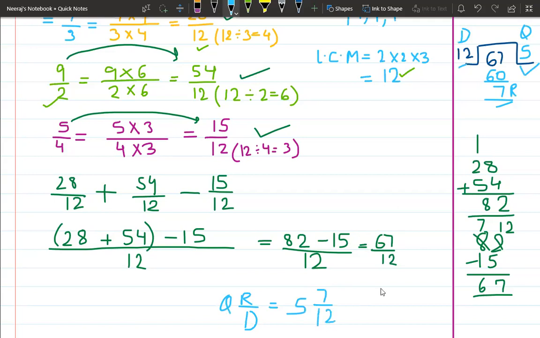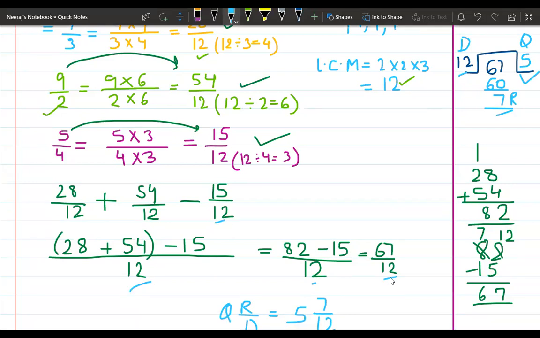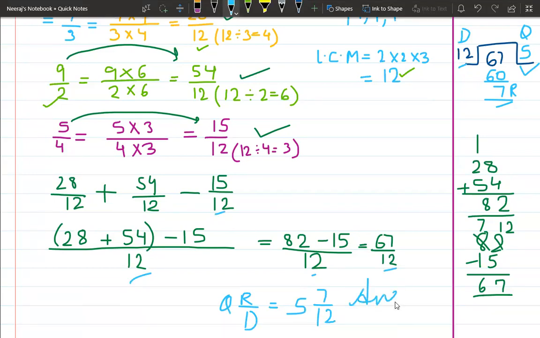As you can see that all the denominators are 12 over here, so I cannot change my divisor. So this is your answer, right? 5 and 7 by 12 is your answer of the mixed problem of addition and subtraction. In this way, you have to solve all the questions based on two operators. Thank you.